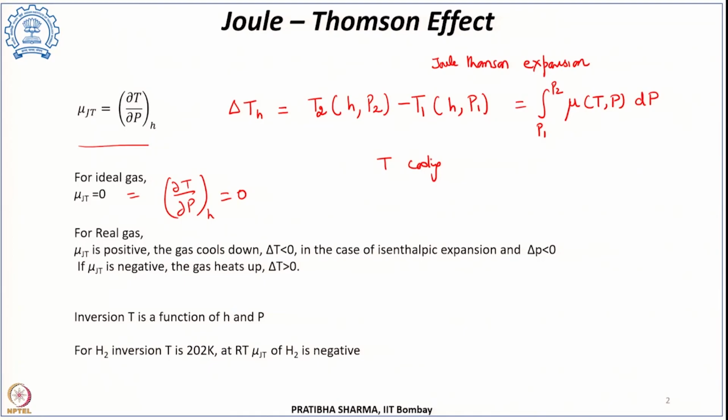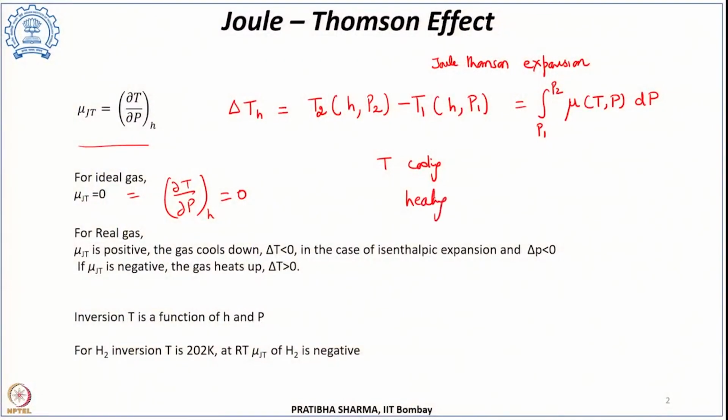However, if the molecules of the gas interact repulsively, in that case when there is an expansion, pressure decreasing, volume increasing, the potential energy of the gas decreases. To keep the internal energy constant, the kinetic energy of the gas, or the temperature of the gas, increases, and in that case we can observe heating in the gas.